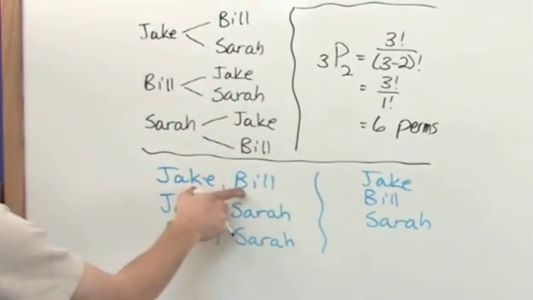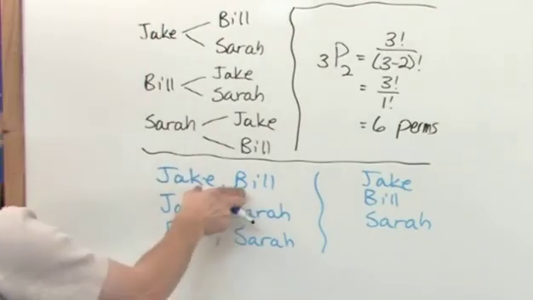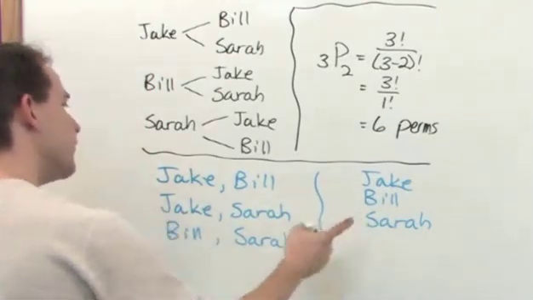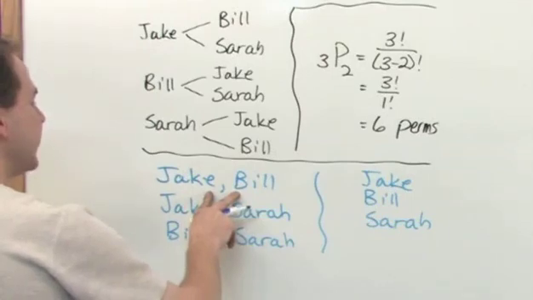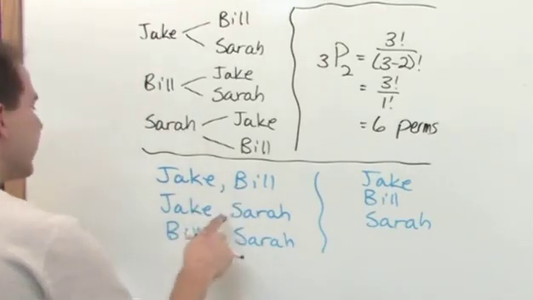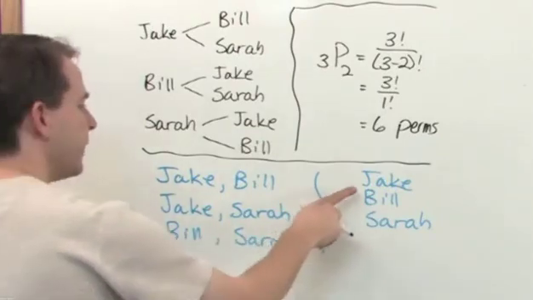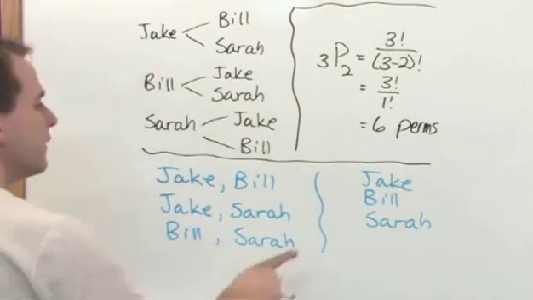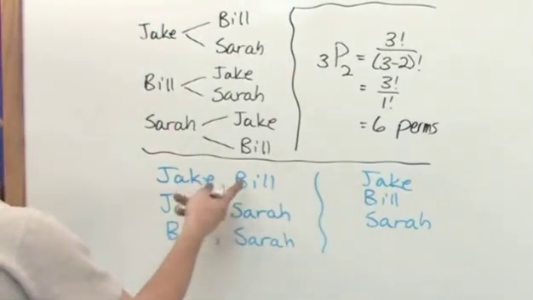So we can pick Jake and Bill. That's one combination. It's not a permutation anymore because the order doesn't matter. It's a combination. We can also pick Jake and Sarah. That's another combination. But Jake and Bill is exactly the same thing as Bill and Jake, and Jake and Sarah is the exact same thing as Sarah and Jake. And we can also pick Bill and Sarah. So if you try to go the other way and say, well, what about Bill and Jake? Well, that one's covered by this, even though they're in a different order.